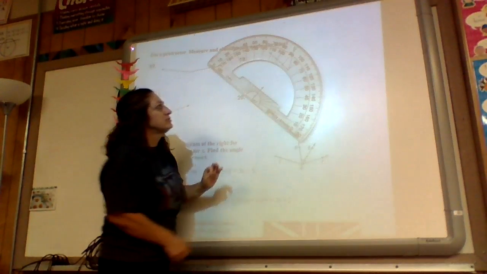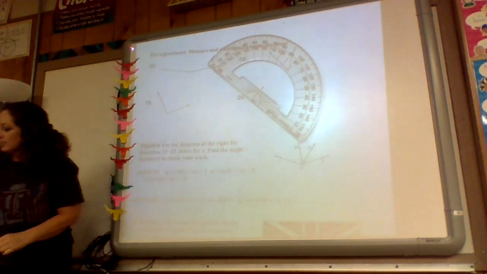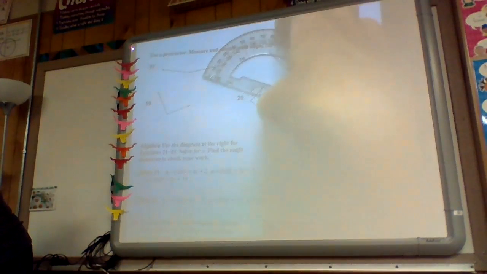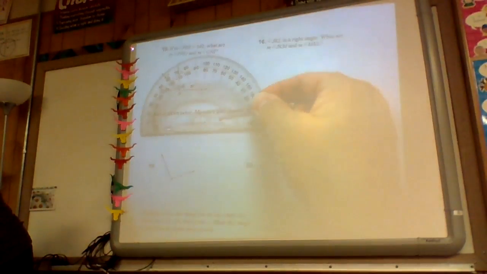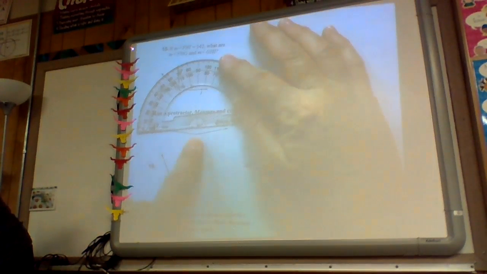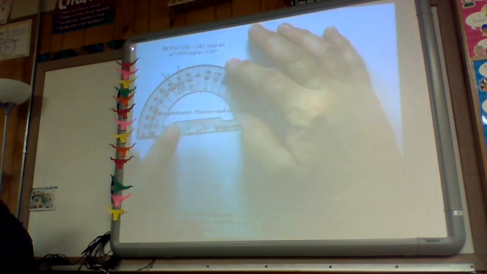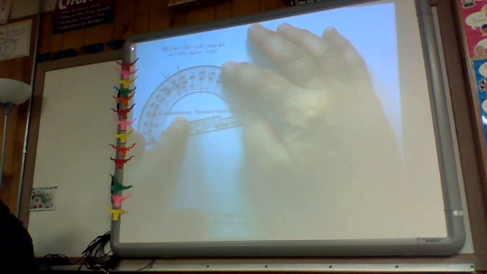That's all we have to do on these 4. We're going to just find the amount of degrees. So let's do 17 together, and then I'll let you do the next 2. So again, the crosshairs go at the vertex. Anyone want to point it out? I'm going to line up my protractor.